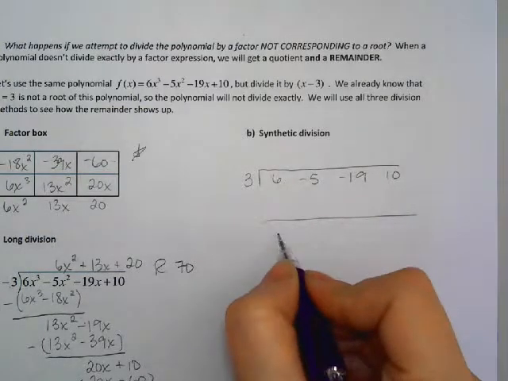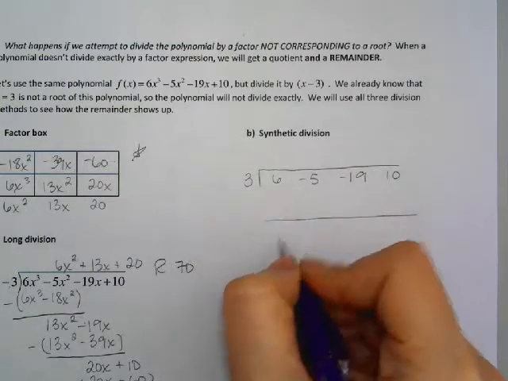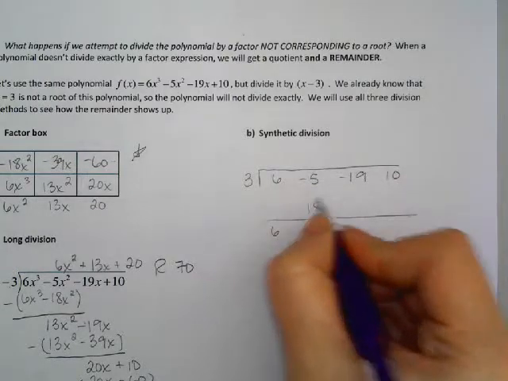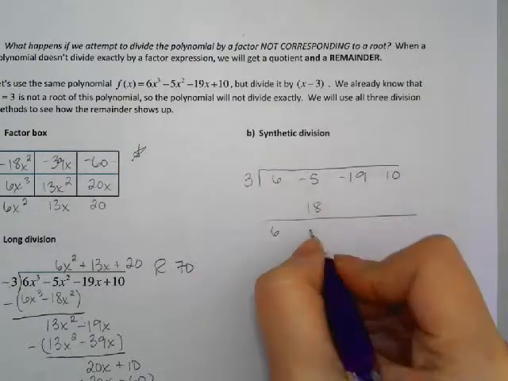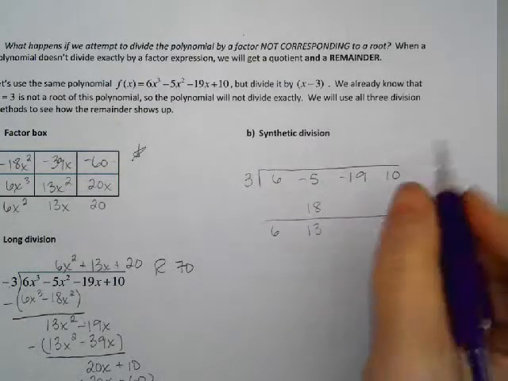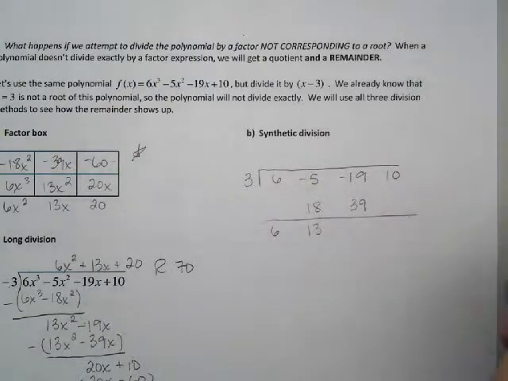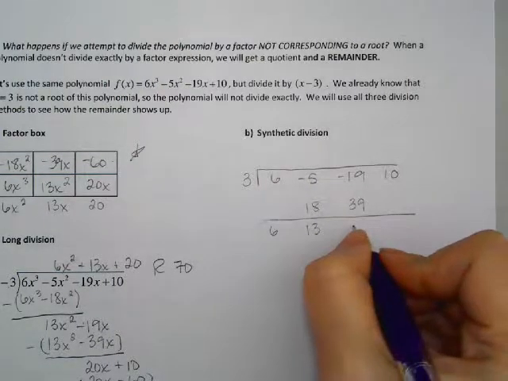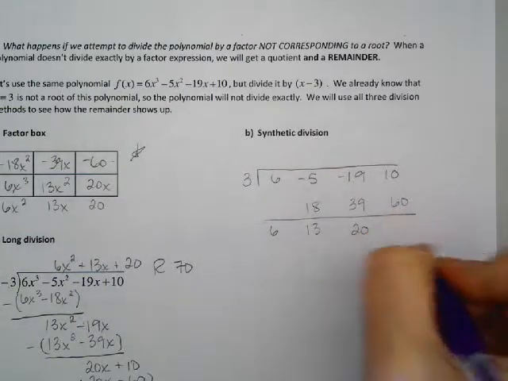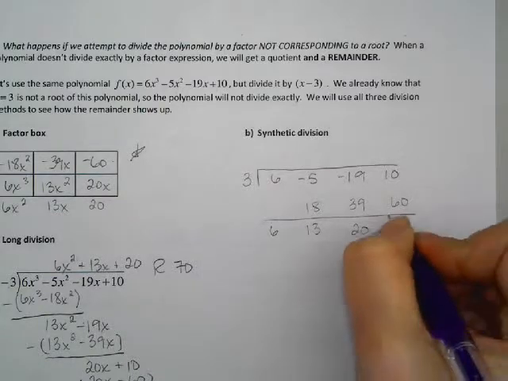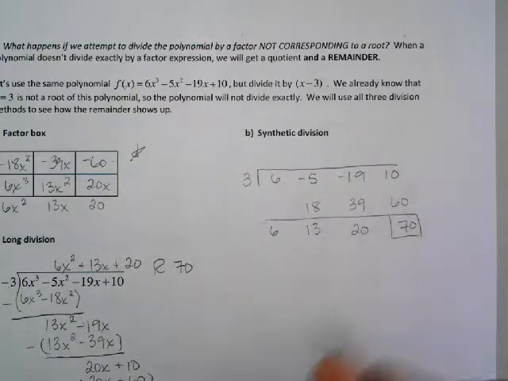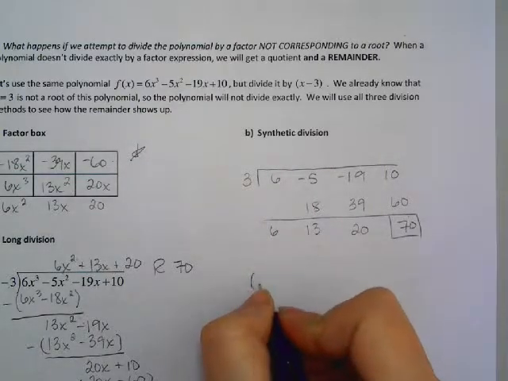So what do we do first? So you multiply 3, bring the 6 down and multiply it by 3. Bring the 6 down, multiply it by 3 to get 18. Negative 5 plus 18 is 13. 3 times 13 is 39. Negative 19 plus 39 is 20. 3 times 20 is 60. With a remainder of 70.